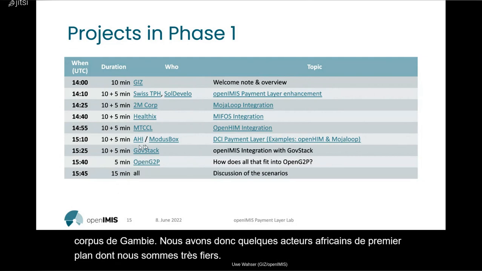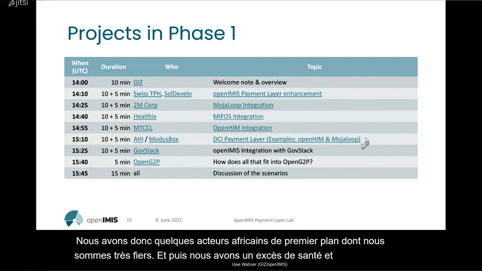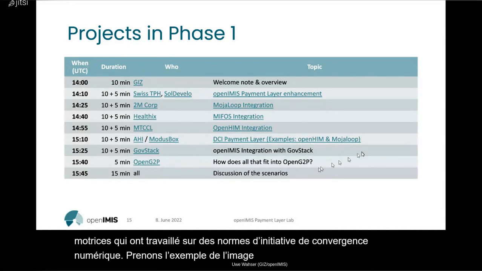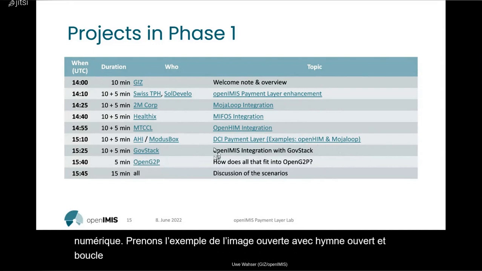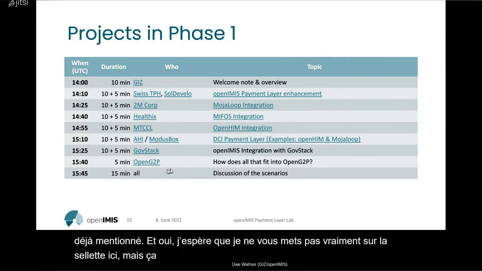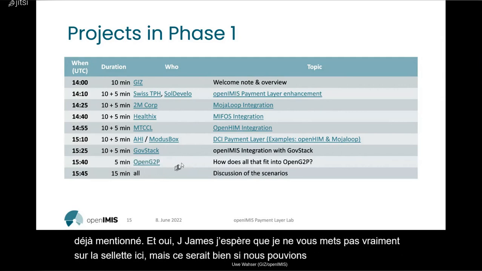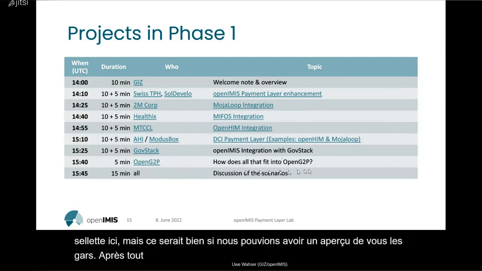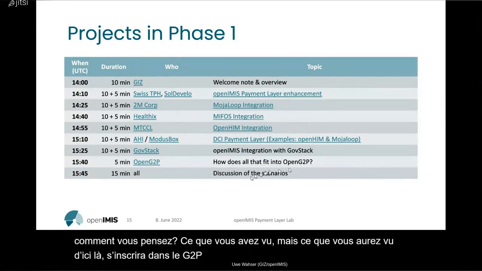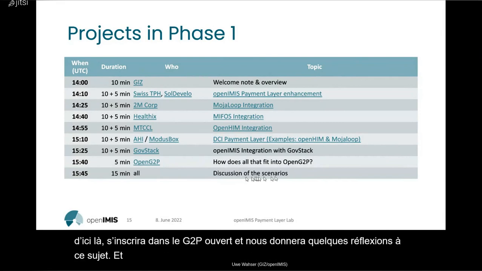And then we have Access Health and ModusBox, who have been working on digital convergence initiative standards, taking the example of openIMIS with openHIM and Mojaloop. Then we'll have a presentation from GovStack. I mentioned that already. And yeah, James, I hope I'm not really putting you on the spot here, but it would be nice if we could have some insight from you guys after all that, how you think all of what you have seen or what you will have been seeing by then will fit into OpenG2P, and give us some thoughts of that. And yeah, then some time for discussions.